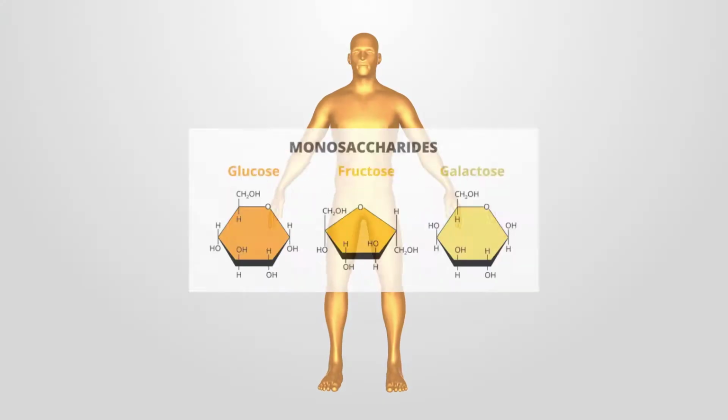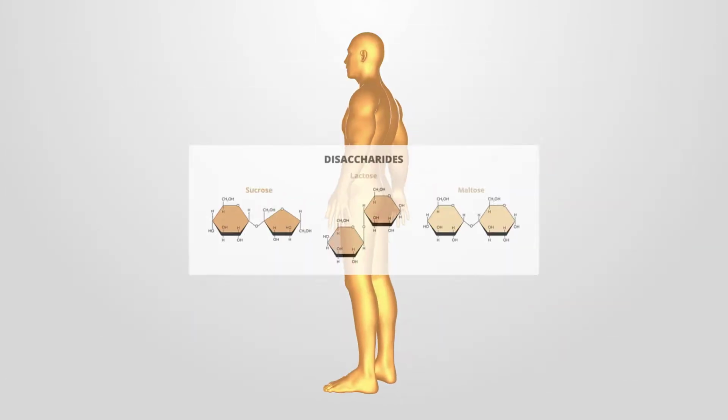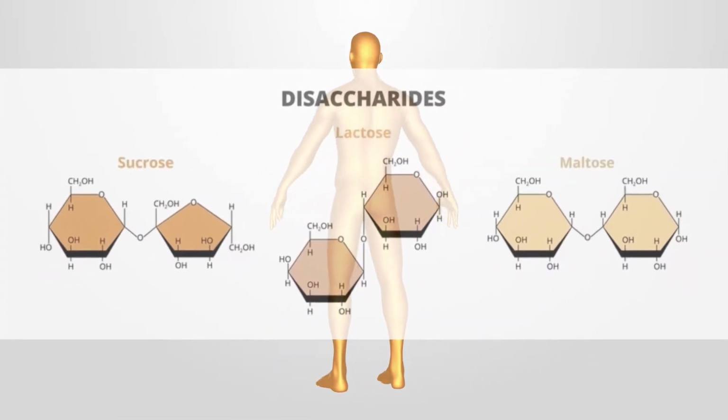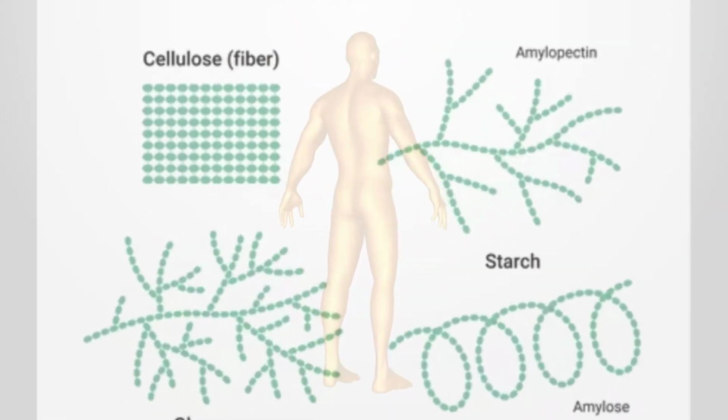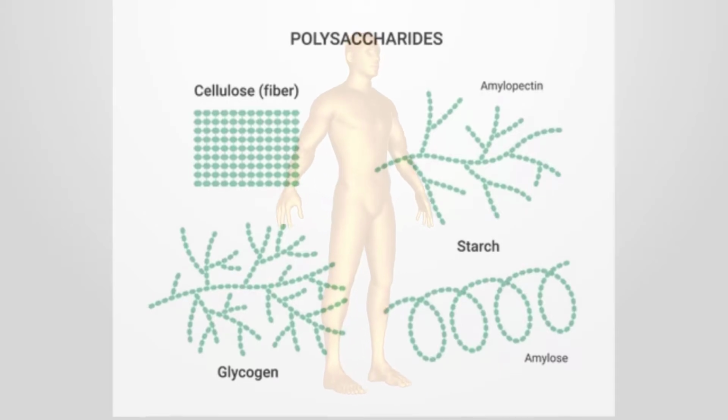3 forms of saccharides are important in the body: monosaccharides, disaccharides, and polysaccharides. Monosaccharides are the monomers of carbohydrates. Disaccharides are made up of two monomers. Polysaccharides are the polymers and can consist of hundreds to thousands of monomers.